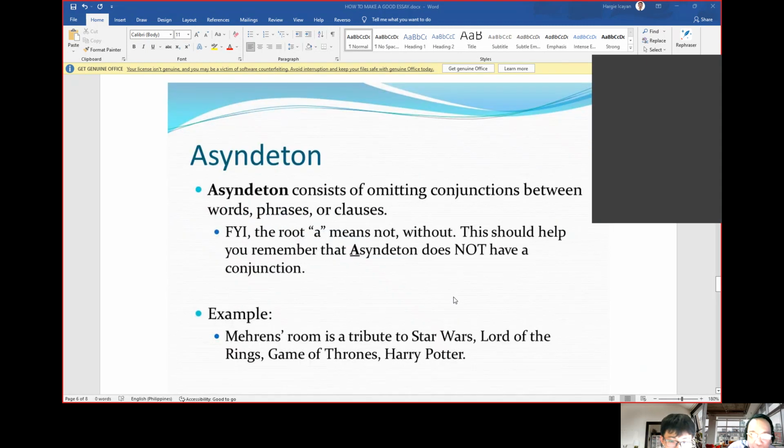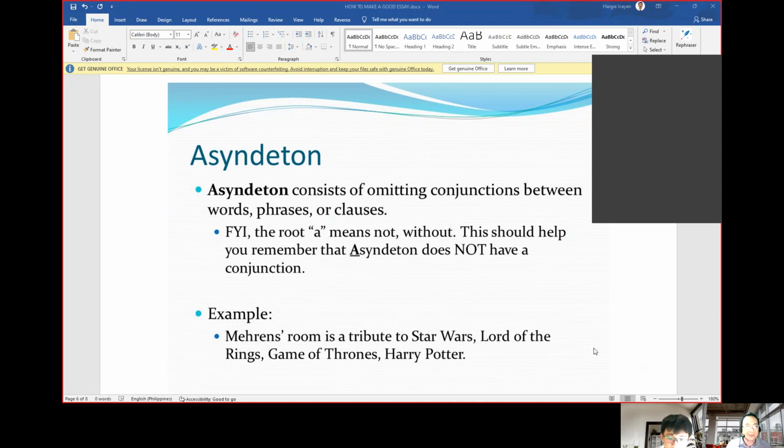So when we say asyndeton, what does it mean? Asyndeton consists of omitting conjunctions between words, phrases, or clauses. Now, examples. Example: Marvin's room is a tribute to Star Wars, Lord of the Rings, Game of Thrones, and Harry Potter. Now, where is the asyndeton in here?